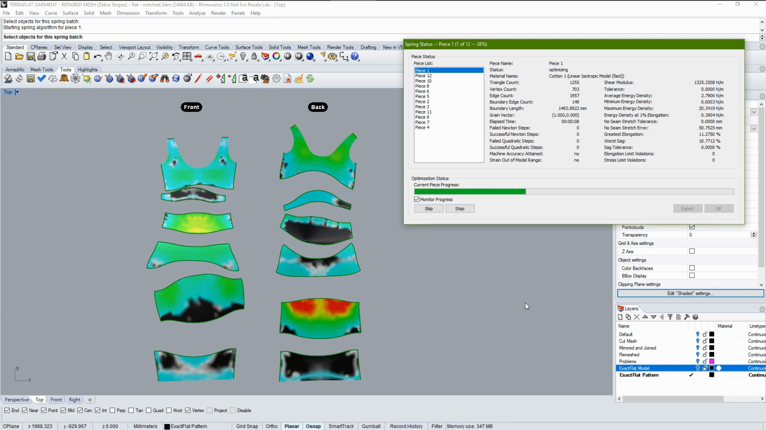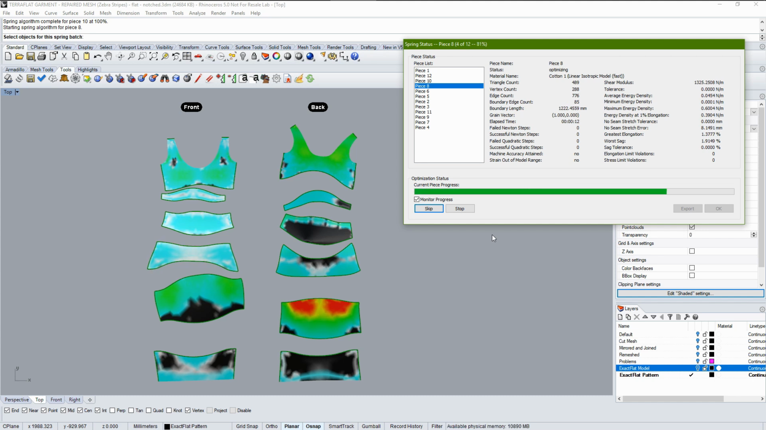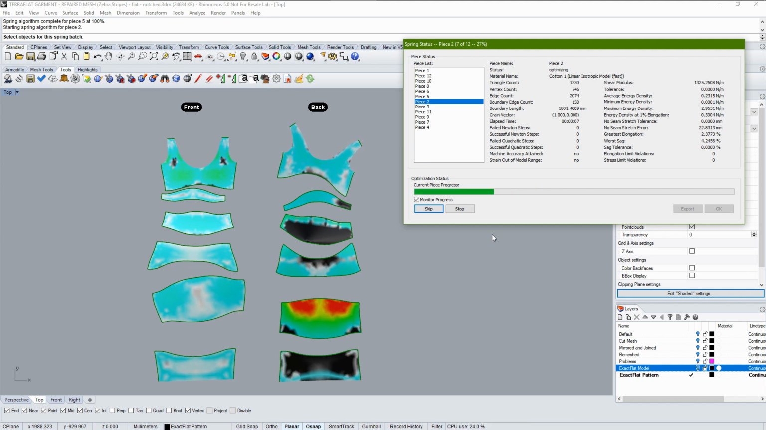The spring status dialog highlights the following: the average energy density and the no-seam stretch error. Your pattern pieces are now optimized.